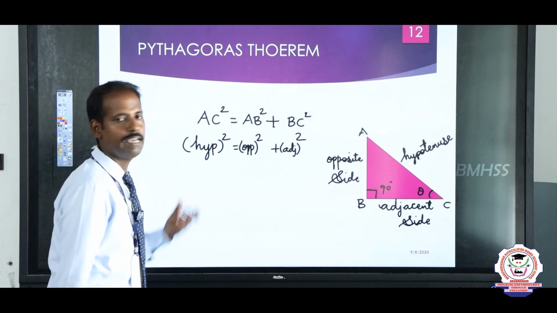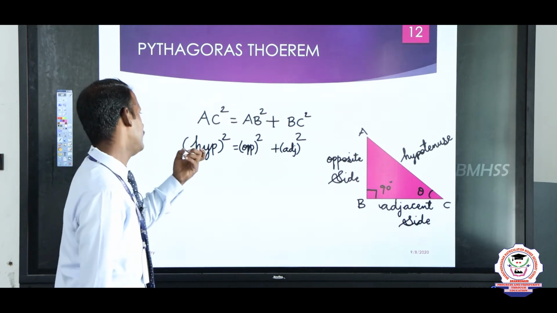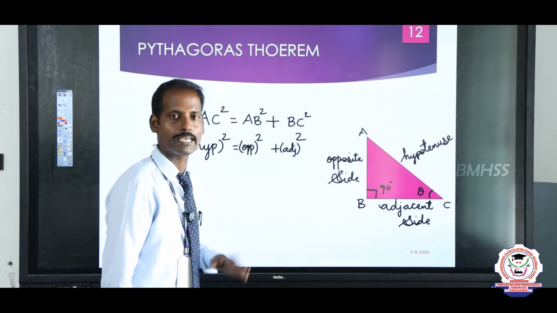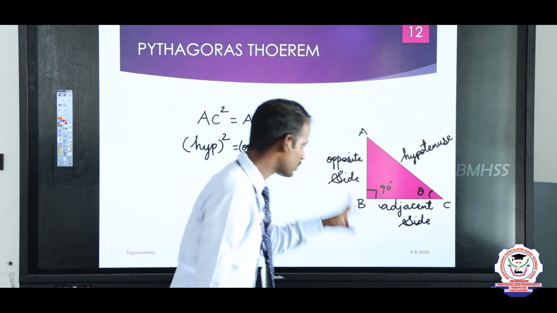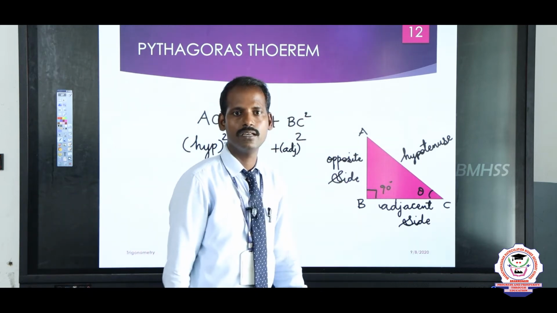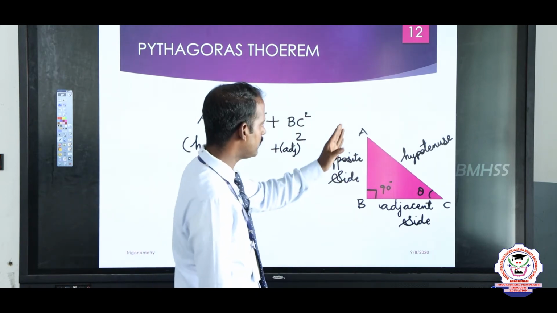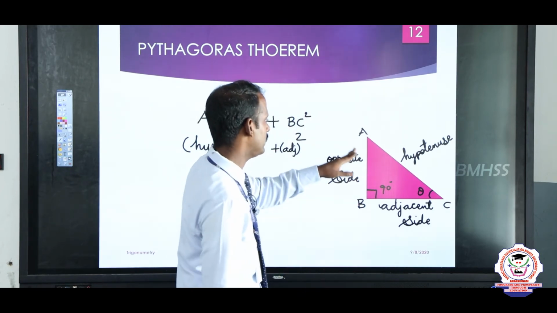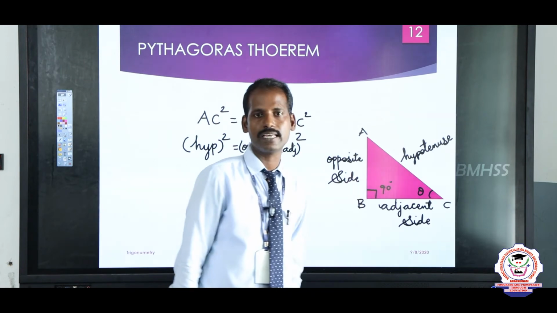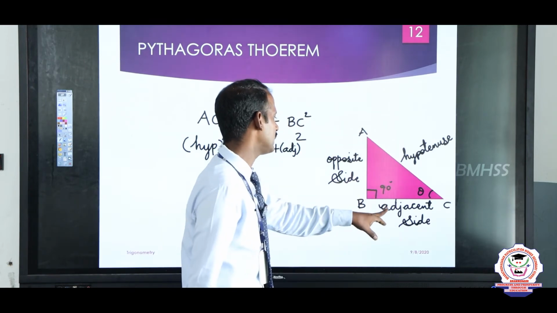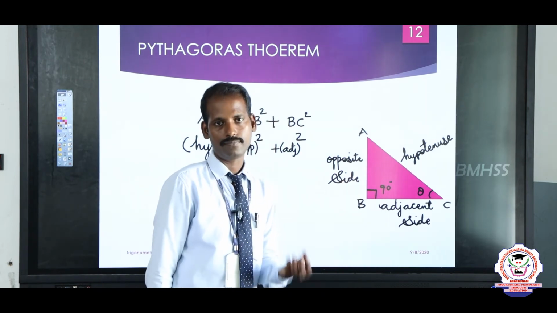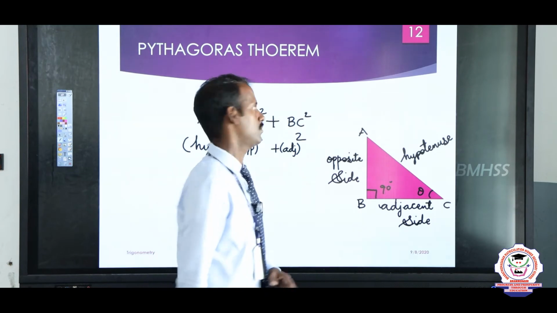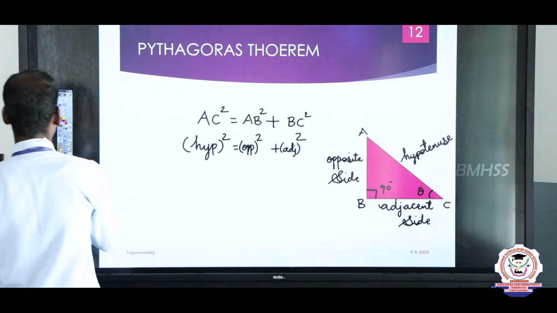Here, the hypotenuse value is greater. Comparing the sides, the hypotenuse side is greater; only then is it possible for the triangle to stand. The hypotenuse side is longer than the adjacent and opposite sides. Okay, the next one.